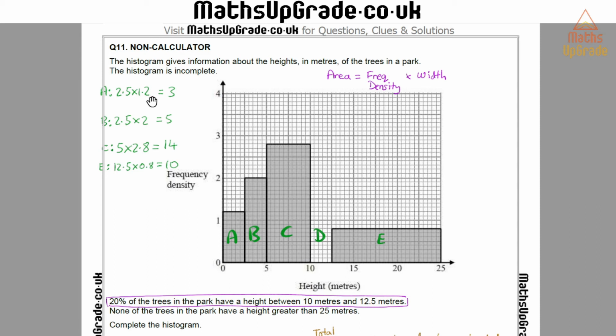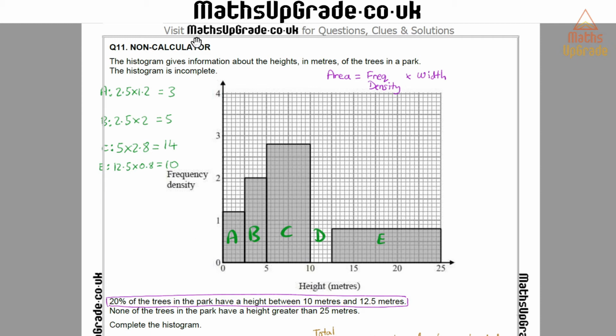You should be able to do this without a calculator. You can just do 25 times 12 and then divide by 100, which gives you 3. I'll do the same method really for B, C and E, and I get these frequencies here: 3, 5, 14 and 10.